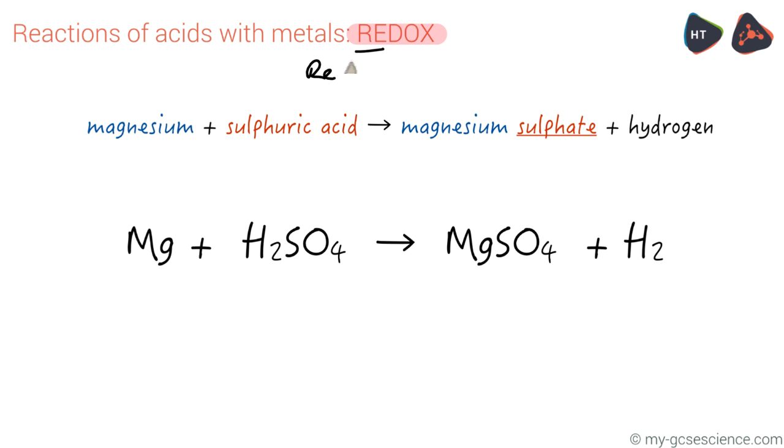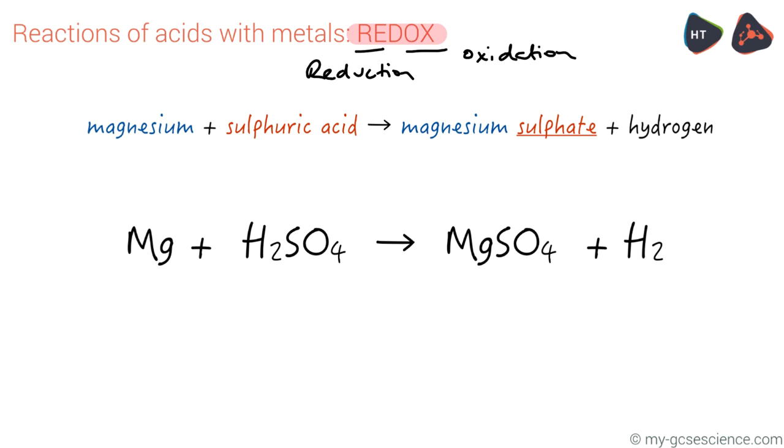This is when you have reduction and oxidation happening at the same time. For higher tier, you'll be expected to be able to identify which of the substances are reduced in the reaction and which ones are oxidized. When we looked at reactions of metals earlier, we talked about redox in terms of the gain or loss of oxygen. But for higher tier, you also need to know that a reaction doesn't have to have a gain or loss of oxygen to be a redox reaction.